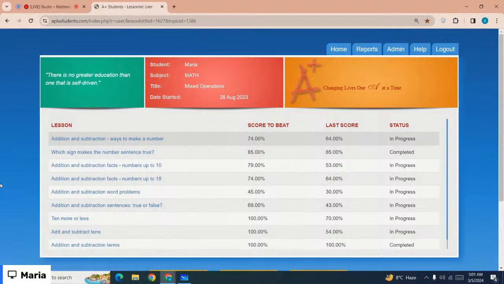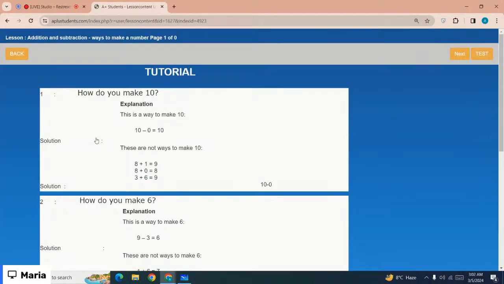Here I'm on grade 1 math. The chapter we are on right now is mixed operations. Let's start with the first lesson, that is addition and subtraction, ways to make a number. Okay, let's just start with the first example.